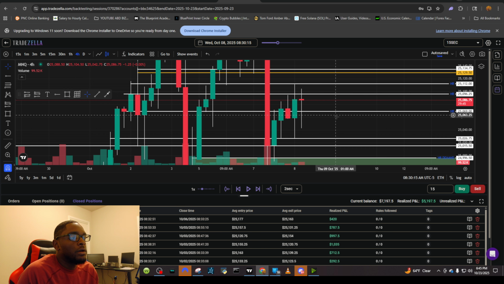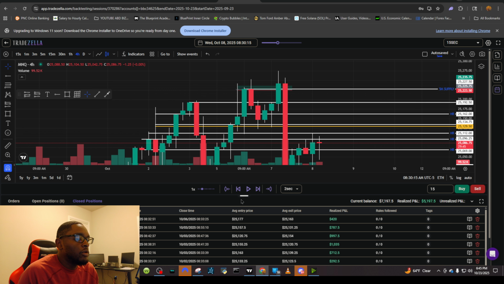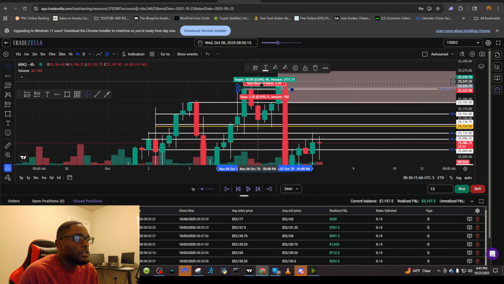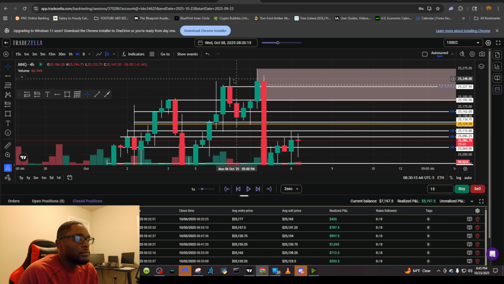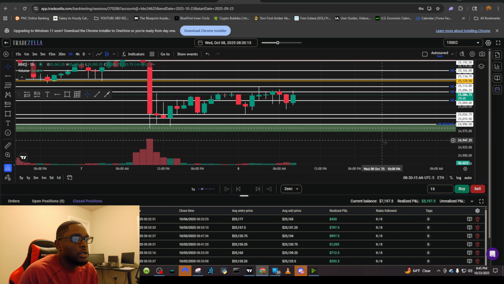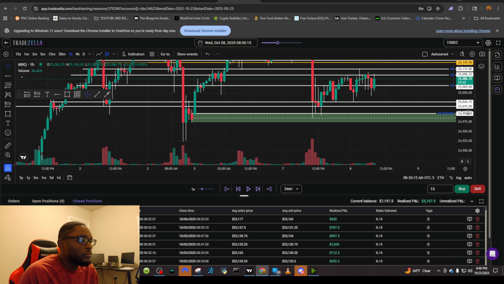So now, new supply zone all the way up there. It's the 4 hour supply zone. Let's go down to the 1 hour. Still got that 1 hour, it got tapped and it bounced off of it. You see that? We have a 1 hour demand zone. It tapped right there, went up.